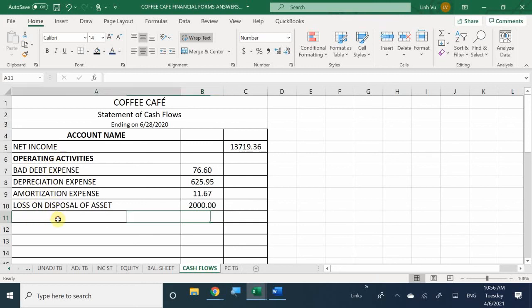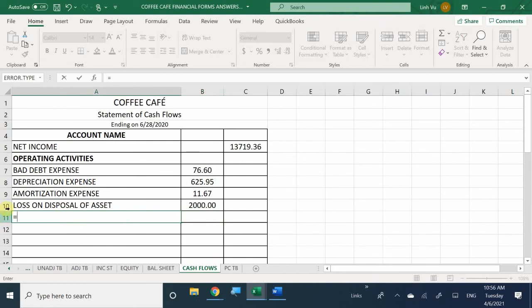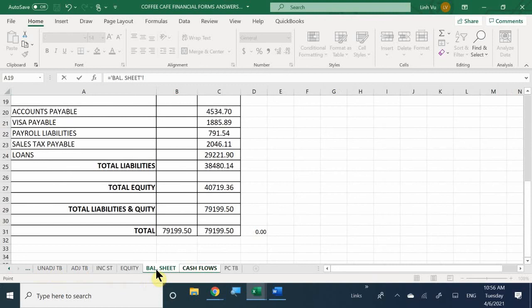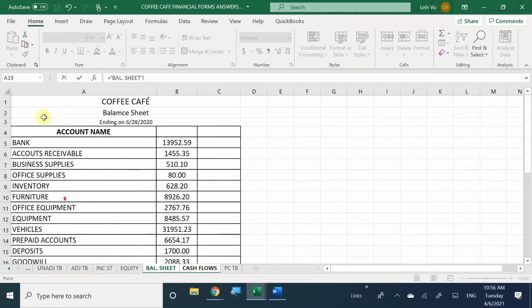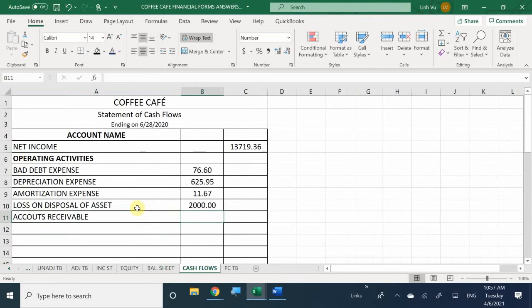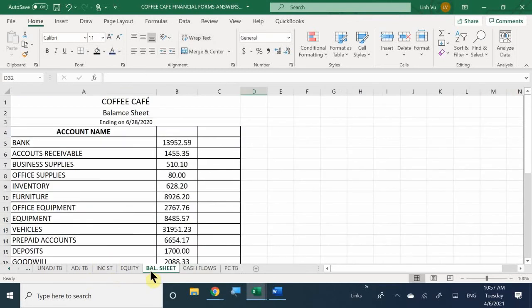Now we have to understand the next part. We're going to go through every single one, focusing just on my balance sheet for now. Obviously I'm not going to recognize my bank, because that's going to be at the very end. First things first is accounts receivable. I have outstanding accounts receivable of $1,455.35. Now let's understand this: did we receive this cash or did we not receive this cash?